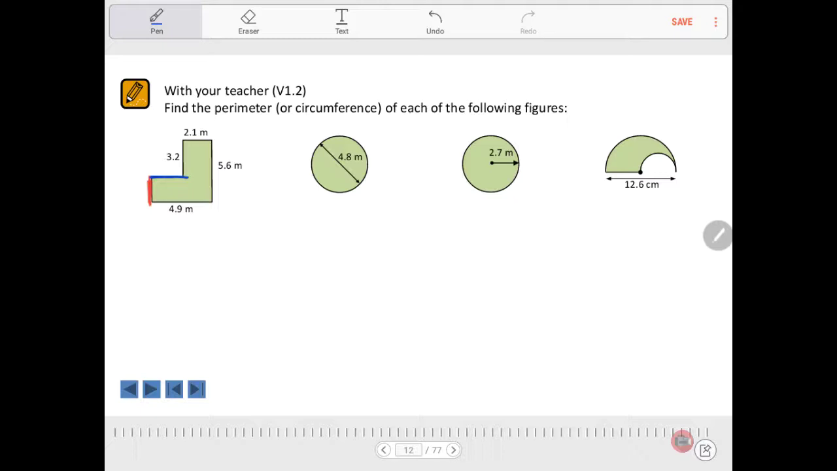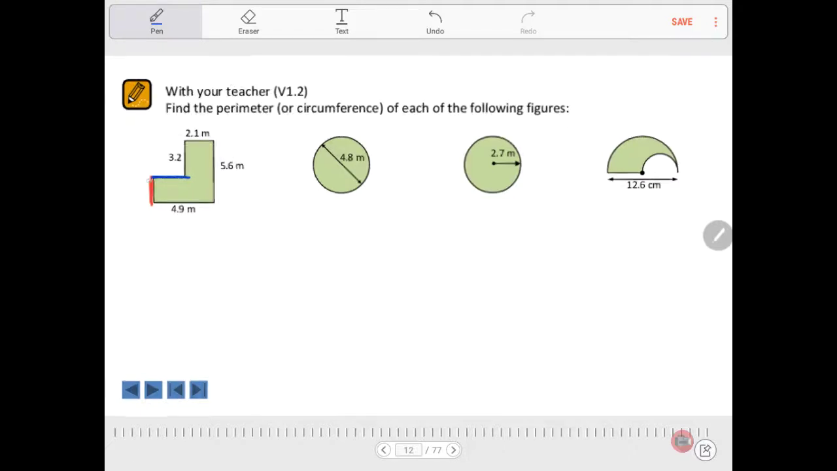Okay, I'm going to try it now. So to get that blue section there, we can see that that's the difference between this 4.9 side and this 2.1. That is the difference between those sides. So if we subtract 2.1 from 4.9, that will give us the length of that little blue bit there, which is 2.8.